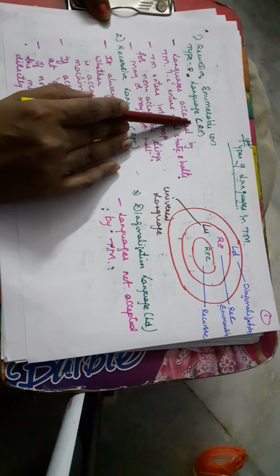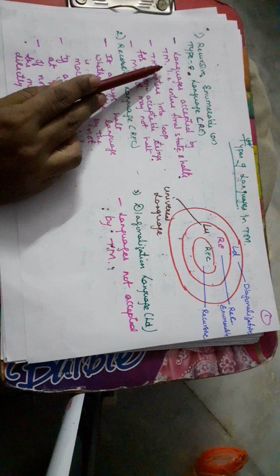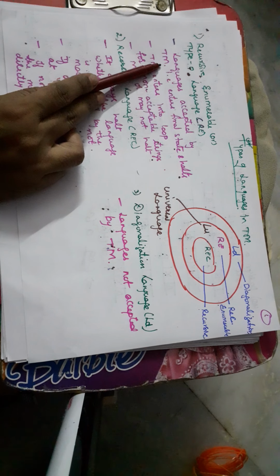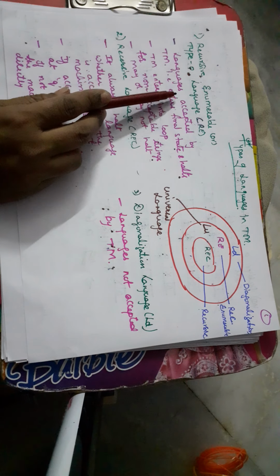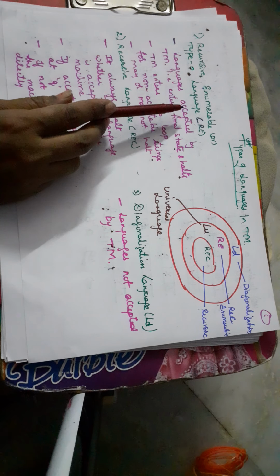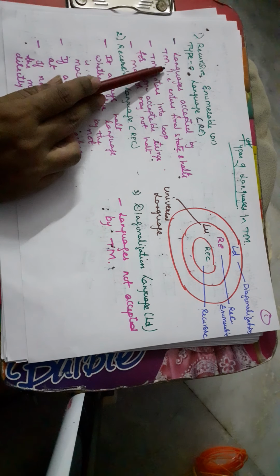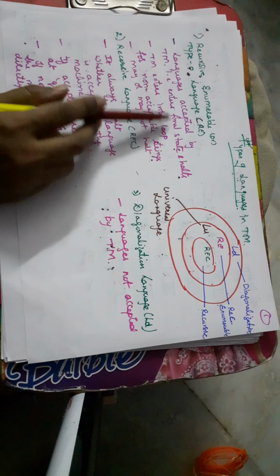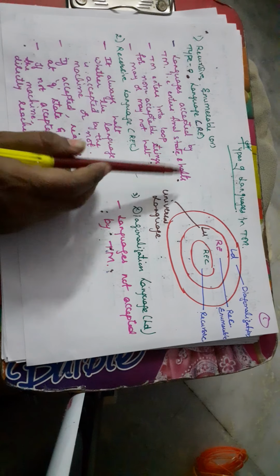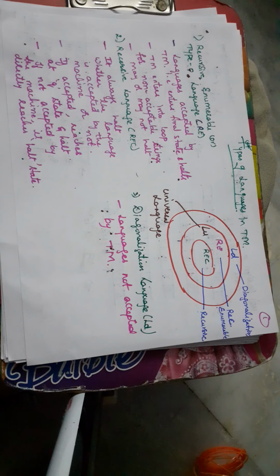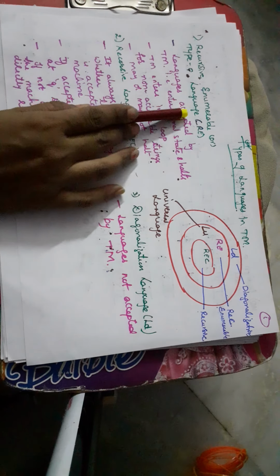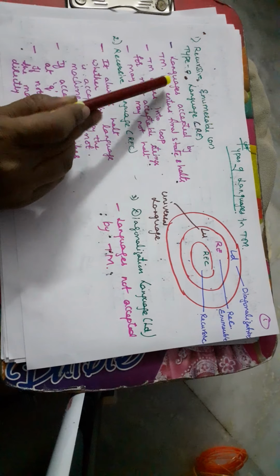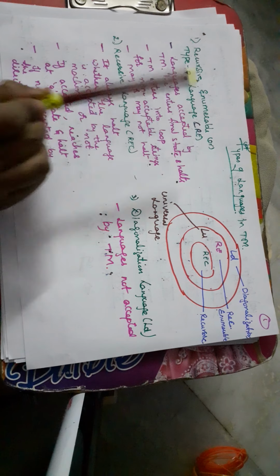Coming to the recursive enumerable languages, these are the languages accepted by Turing machine. That is, if a string is given, then after processing from the initial state, the machine reaches the final state and halts. Such languages are called recursive enumerable languages. This term is used especially for Turing machine. This is also called type 0 language or type 0 grammar.